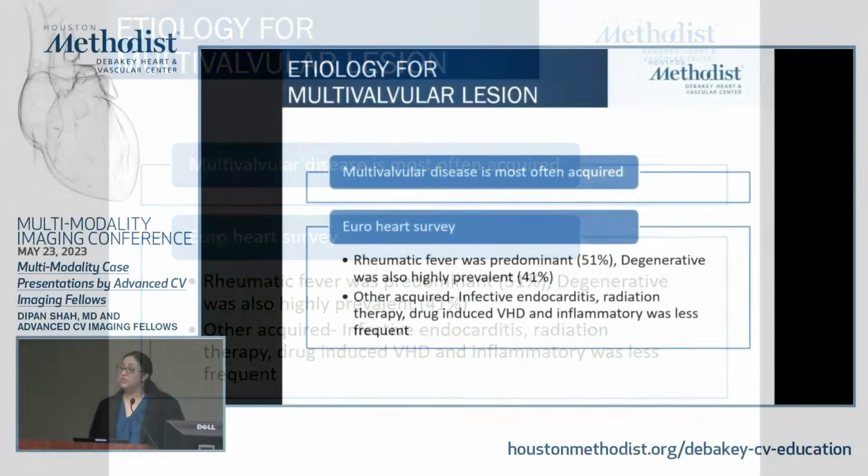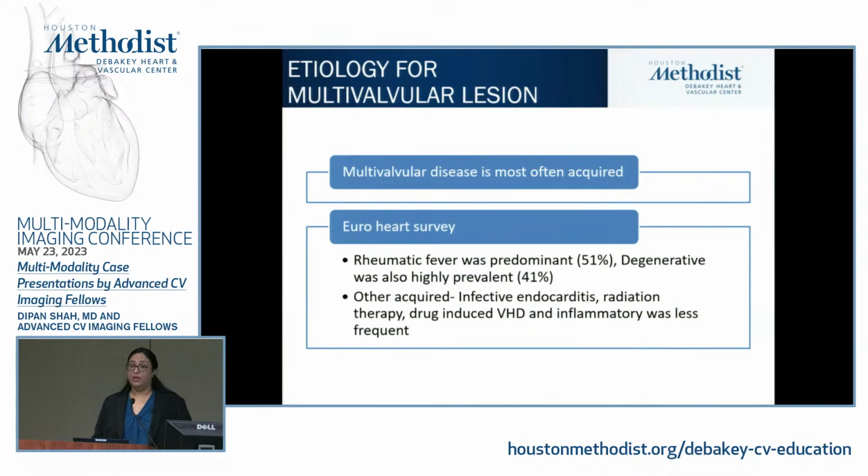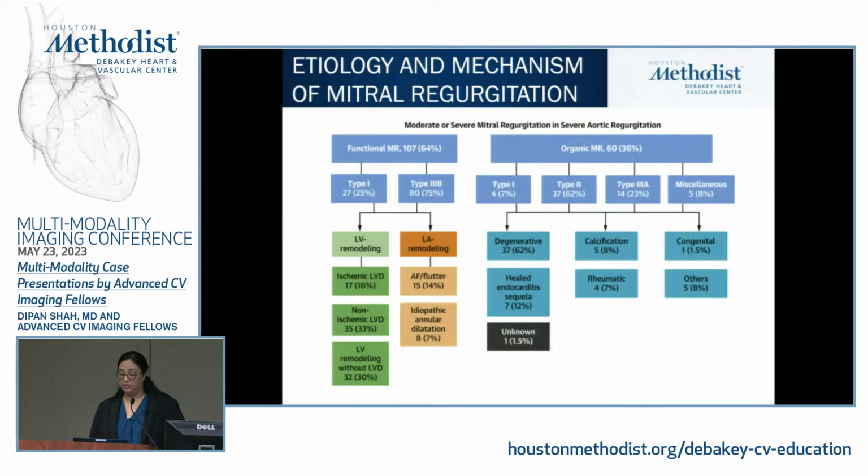We know that the incidence of rheumatic heart disease has declined over the past few decades with the aging of the population of industrialized countries, which accounts for a shift towards degenerative without a global reduction in the overall prevalence of valvular heart disease. The other acquired etiologies like infective endocarditis, radiation therapy, drug-induced, or inflammatory causes were much less frequent.